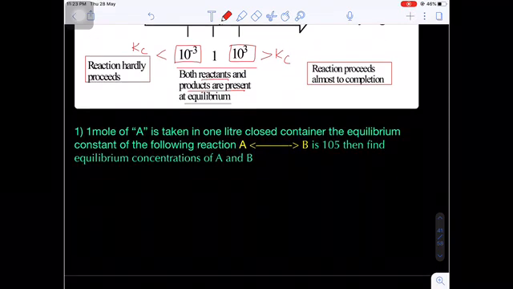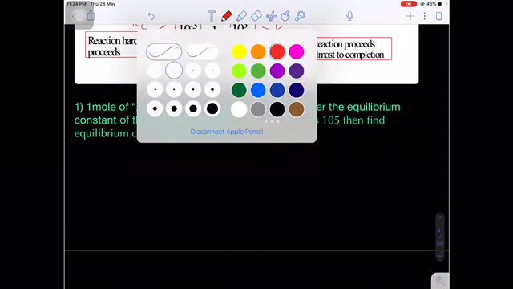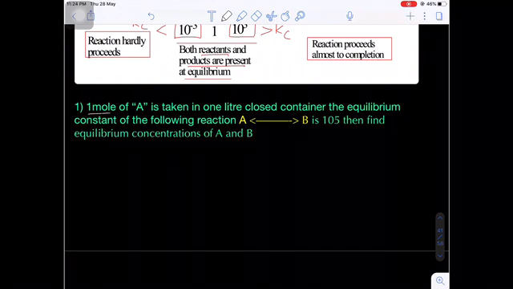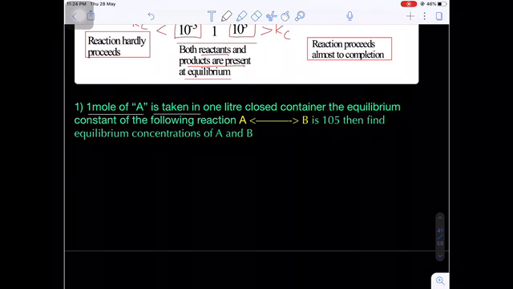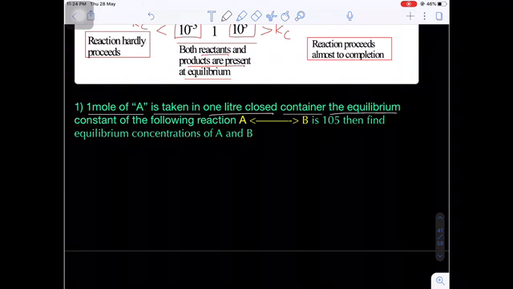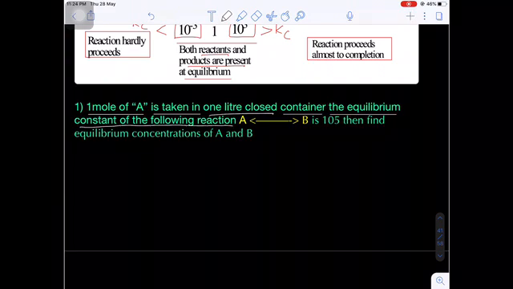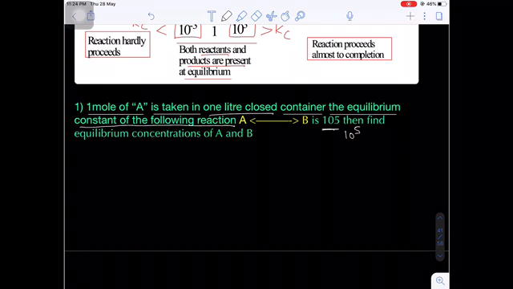Now here we have some numericals. The first problem I am reading: 1 mole of A is taken in a 1 liter closed container. That means we have one reactant A, 1 mole, taken in the 1 liter container. The equilibrium constant of the following reaction, A equilibrium B, is given as 10 raised to 5. Then find the equilibrium concentrations of A and B.